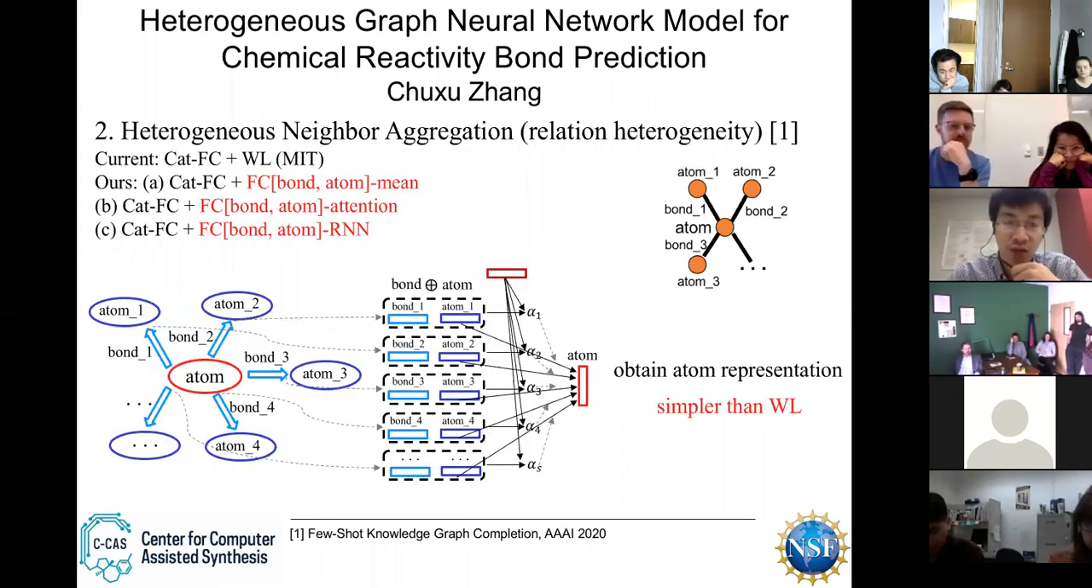Then there is the second challenge, about relation heterogeneity. After obtaining the content embedding of each atom, each atom is also connected to different types of atom neighbors by different types of bonds. For example, this atom is connected to atom 1, atom 2, atom 3, and so on. And these atoms are connected by different bonds: atom 1 is connected by bond 1, atom 2 is connected by bond 2, and so on.